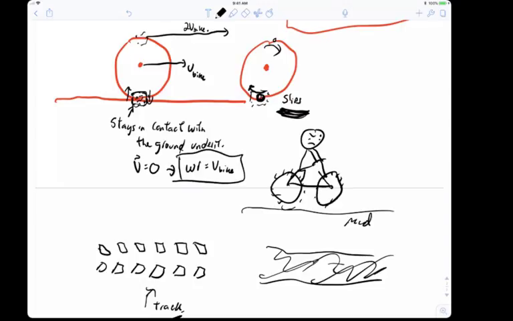The neat thing about rolling without slipping is that we have a good relationship between the motion of the wheel and how fast it's spinning. If you want to move faster, you have to spin your tires faster. Does that make sense? Okay. So that's rolling without slipping. We'll get back to it.